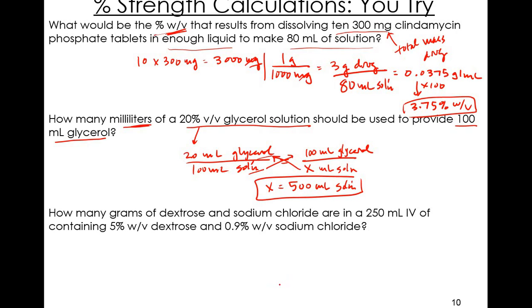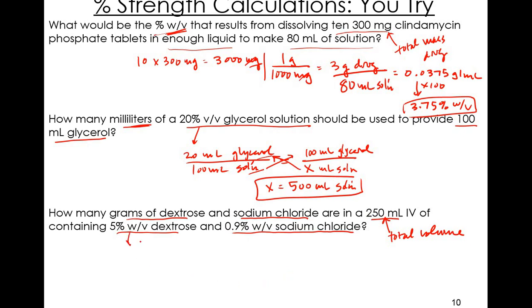In the final question, we want to know how many grams of dextrose and how many grams of sodium chloride are in a 250 ml IV solution. The IV solution has 2 different things dissolved in it: dextrose at a concentration of 5% and sodium chloride at a concentration of 0.9%. And so this is the total volume for both of those concentrations. The dextrose and the sodium chloride are both dispersed in a 250 milliliter total volume, one at 5%, one at 0.9%.